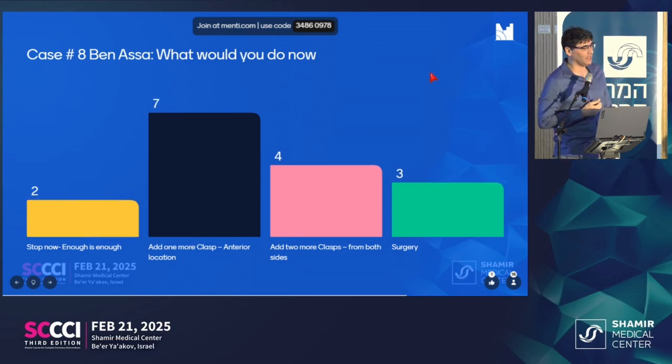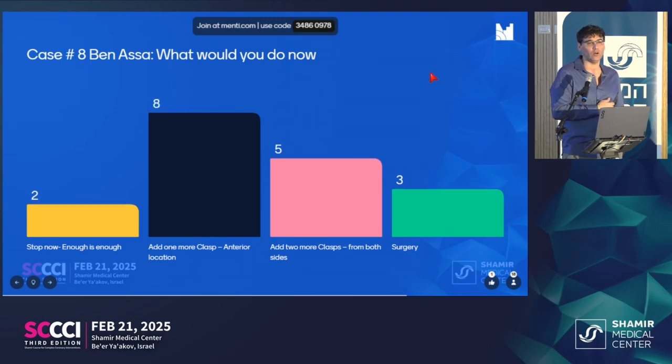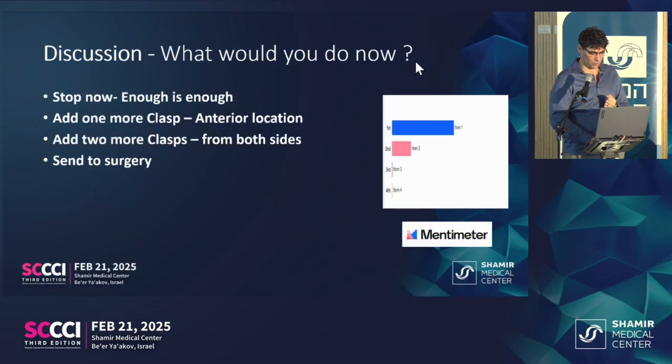We were thinking that enough is enough for a while, but the patient is 74, a very diseased patient. I don't think he can hold the surgery, although it's always an option that we need to think about. Usually, when we have an SLD, we like to add another clasp next to it to try to stabilize it. In this case, since there was so much movement in the clasp, we thought that adding two.